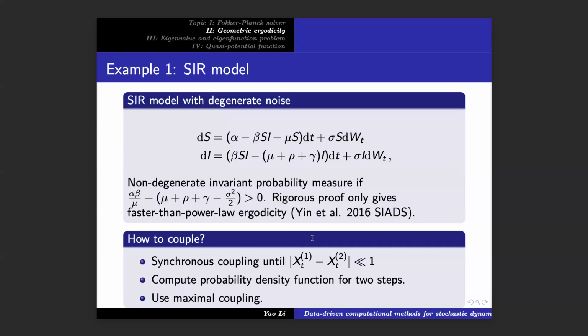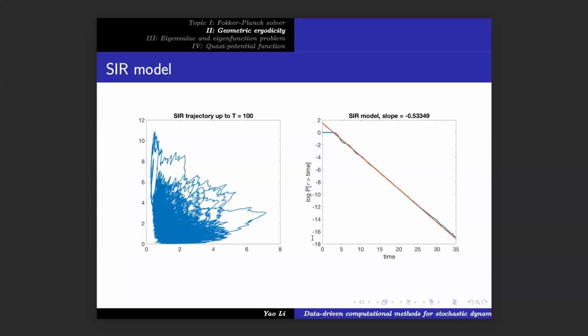So here we just run this synchronous coupling until they are close together, and then we compare their density. And then you can see that, oh, actually the speed of convergence is really fast. It's exponentially fast, and you can precisely measure this slope in the log linear plot. So this gives you some idea of how fast it should couple, in other words, how fast it should converge to the steady state.